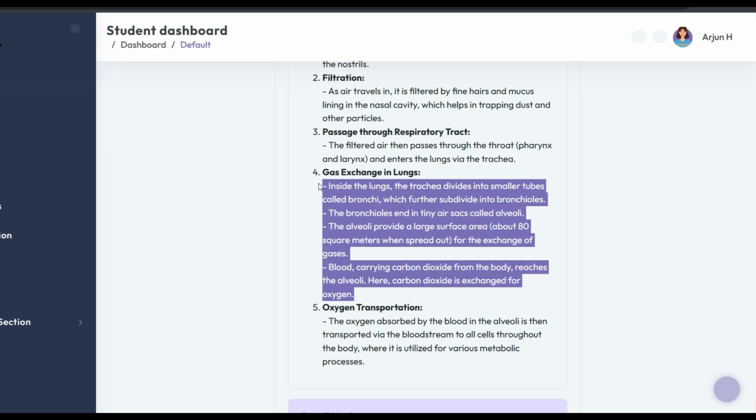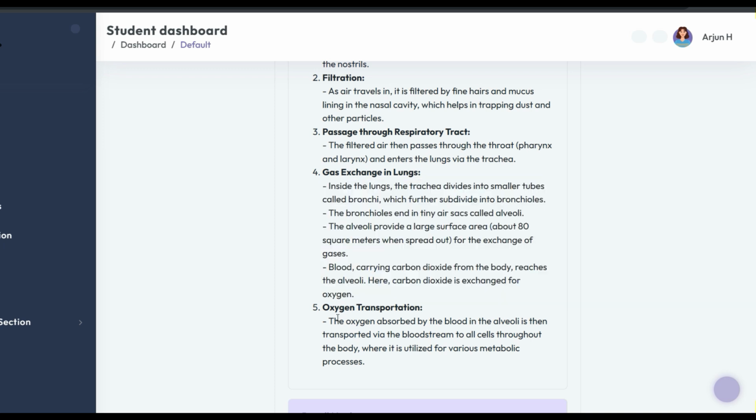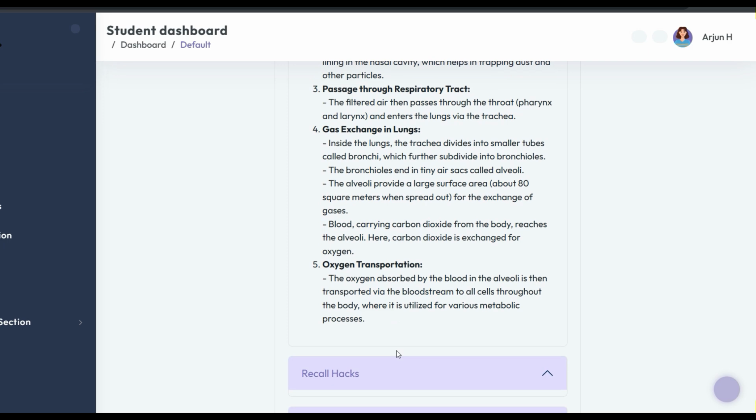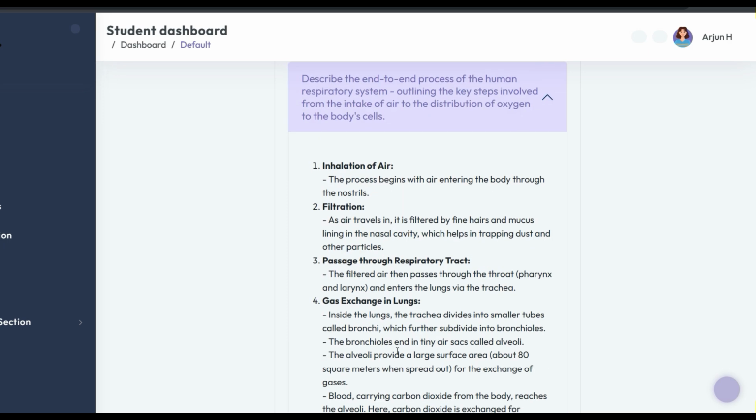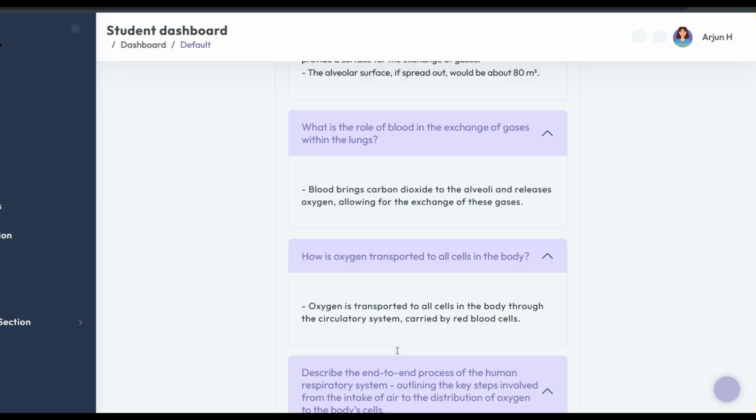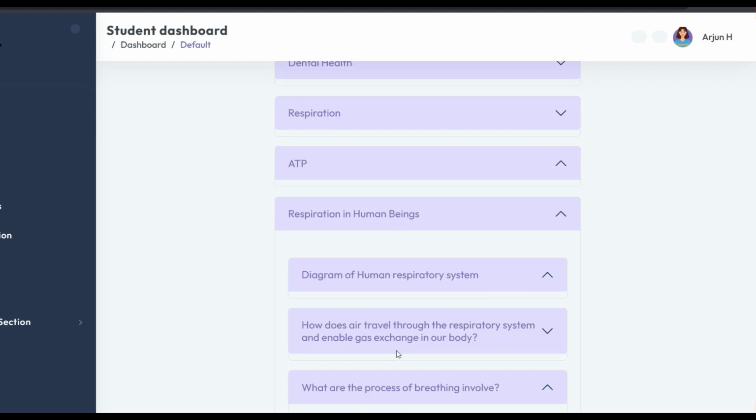So this is a repeated step. I'm just summarizing all of it. The oxygen absorbed by the blood in the alveoli is then transported via the bloodstream to all the cells throughout the body, wherein it is utilized for various metabolic reasons. Okay, so this is basically your respiration in a person.